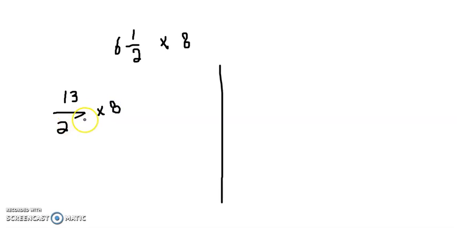Now we know that we can cut 8 with 2. So 2 ones are 2, 2 fours are 8. And by multiplying 13 by 4, we will get 52.